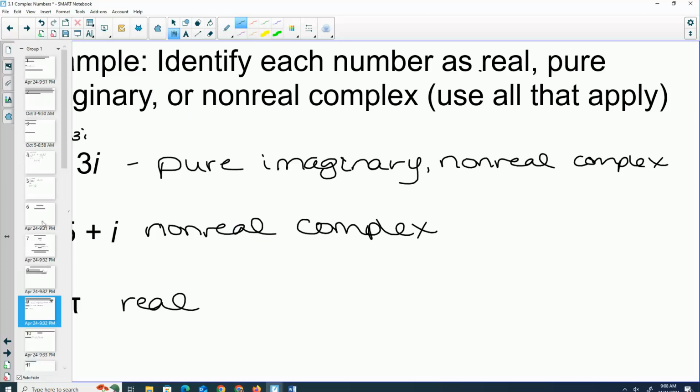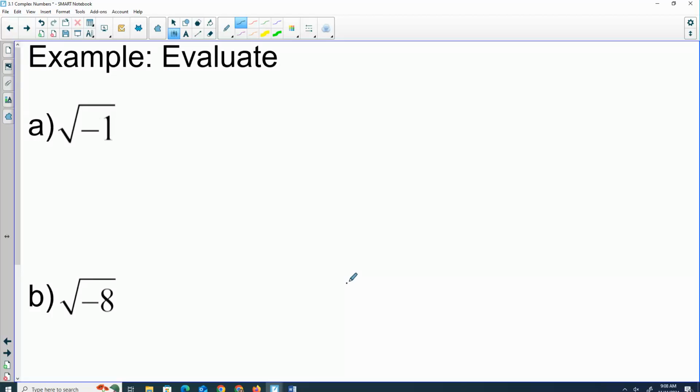All right, let's talk about reducing radicals. If I ask you for the square root of -1, what is the square root of -1? i. That's the definition of what i is. So anytime we have a negative under a square root, it will give us an i.